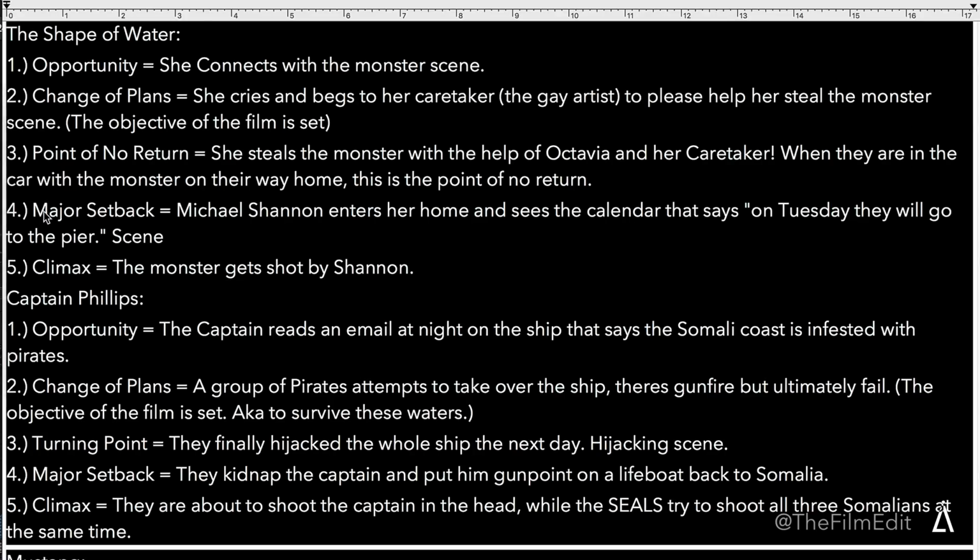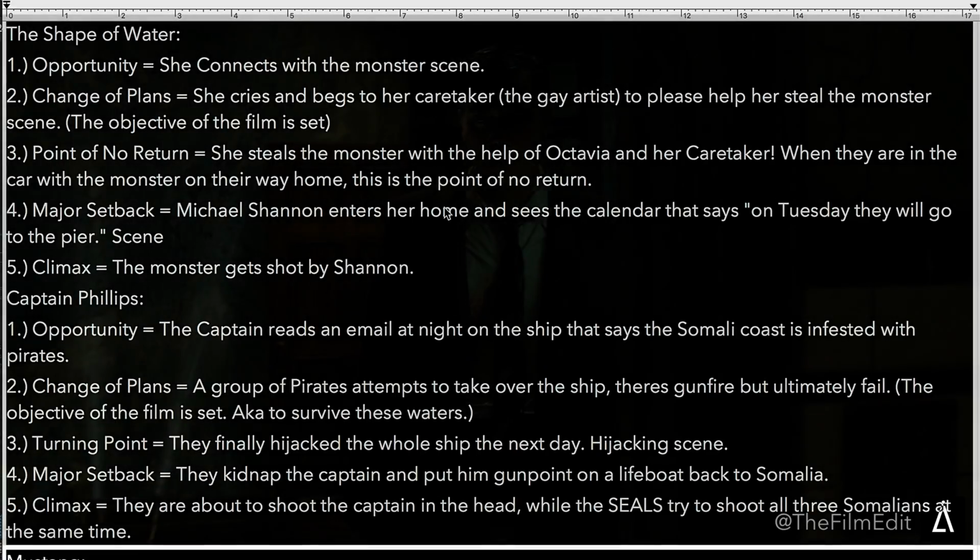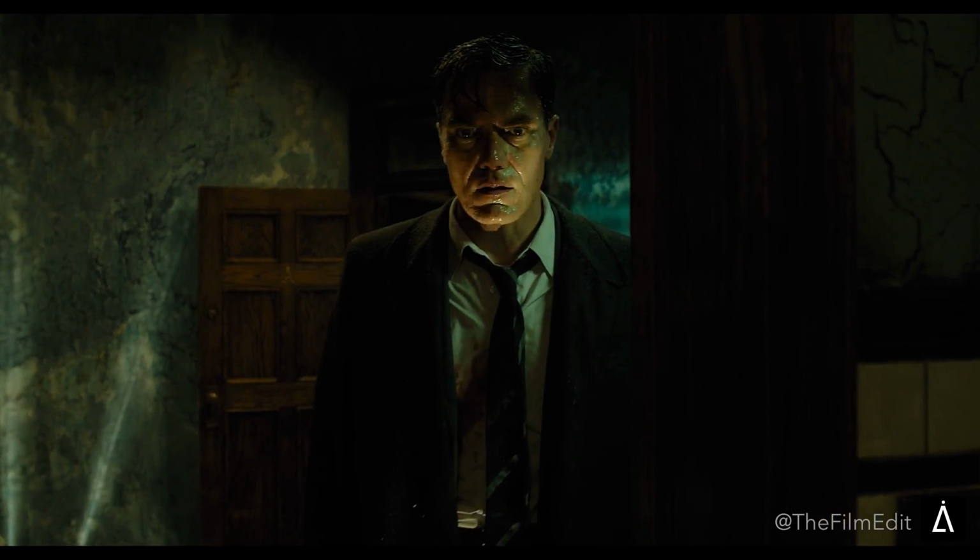So the major setback in The Shape of Water is where Michael Shannon enters her home and sees the calendar that says on Tuesday they will go to the pier.